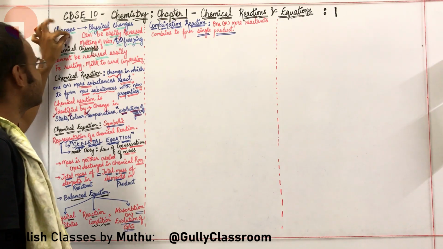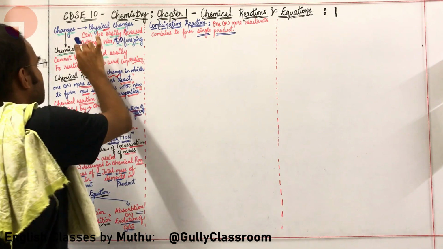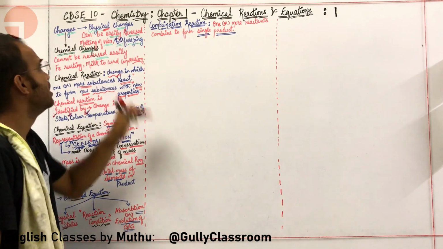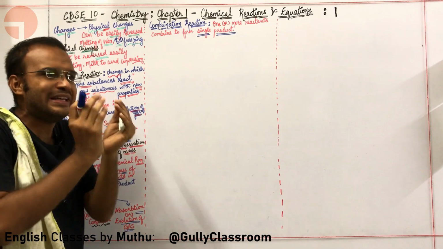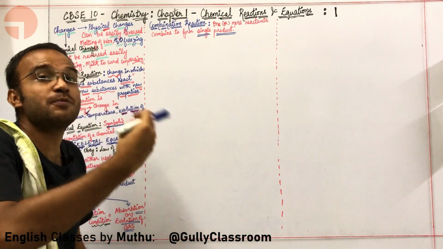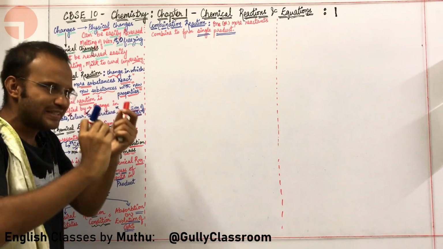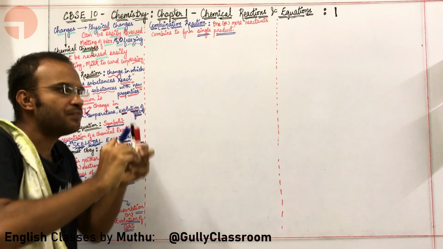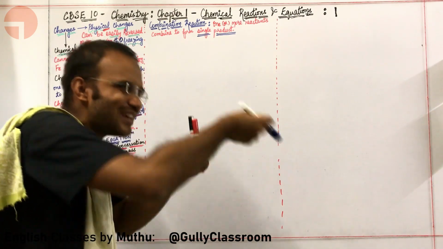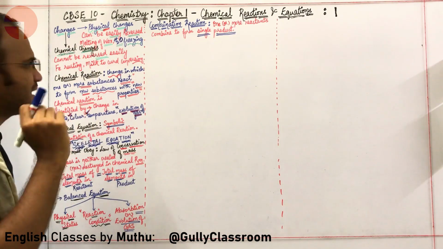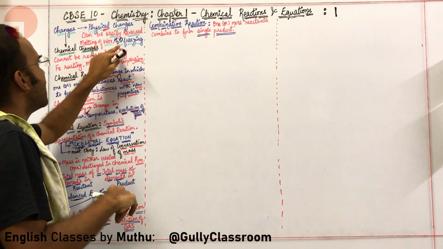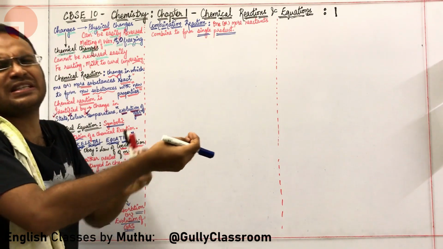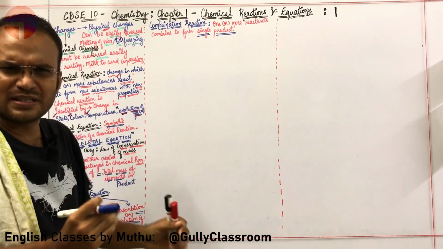First, what are the two different types of changes? The two different types of changes are physical changes and chemical changes. Physical changes means the material is changing its physical properties alone. That is, it is getting converted from solid to liquid or from liquid to solid, from liquid to gas or from gas to liquid. Sir, give us an example. Melting of wax and water freezing are good examples of physical changes. Physical changes can easily be reversed.